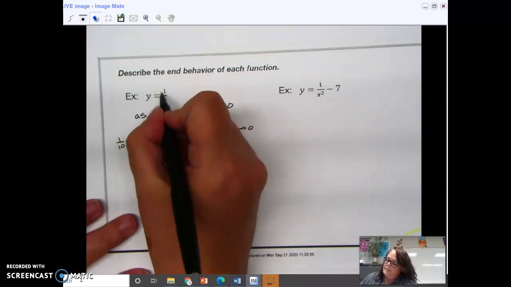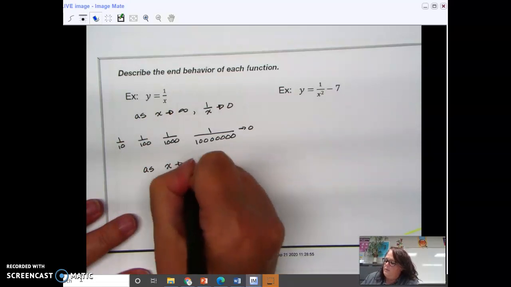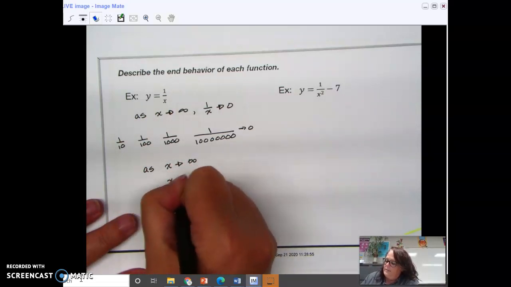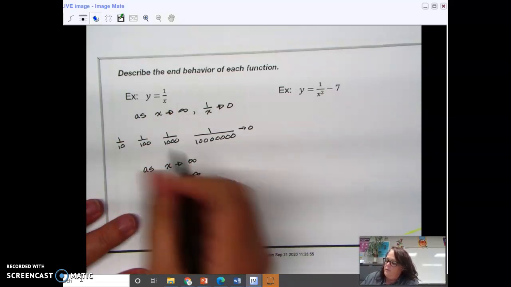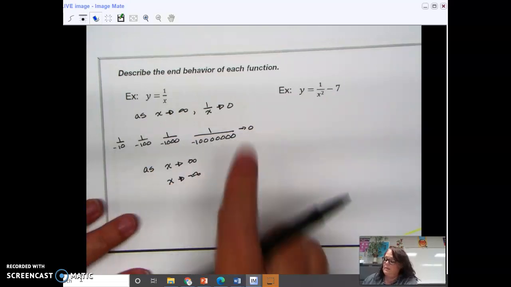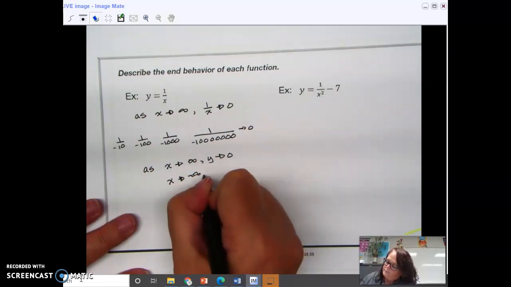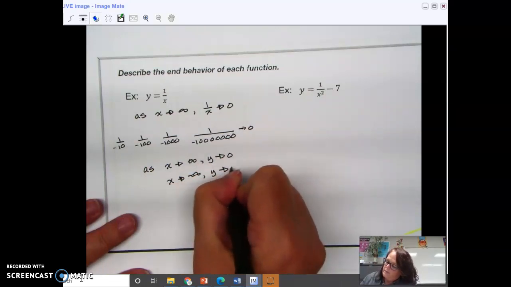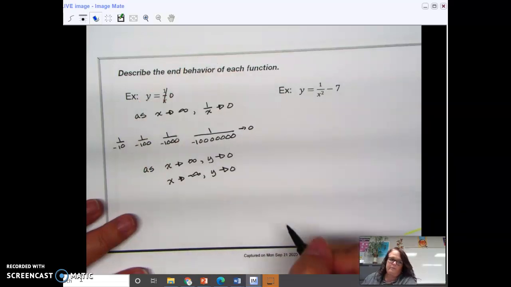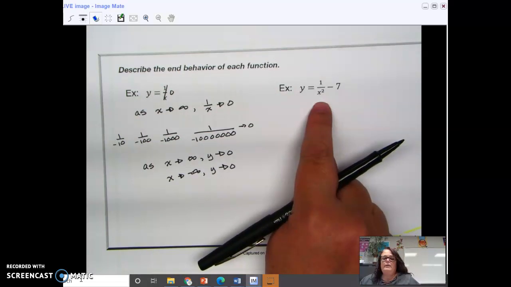So that means since this is going to 0, then whether x is going to positive infinity or x is going to negative infinity, because if I put negative signs on all these, I'm still getting really, really close to being nothing. That means y is approaching 0. So this became 0, right? So then the same thing could happen over here.